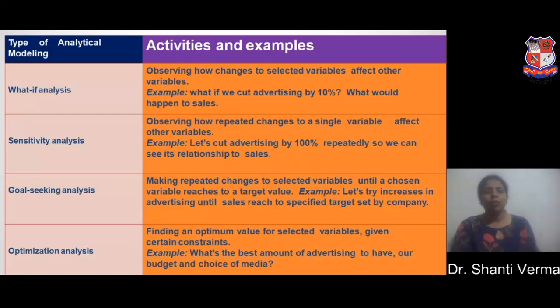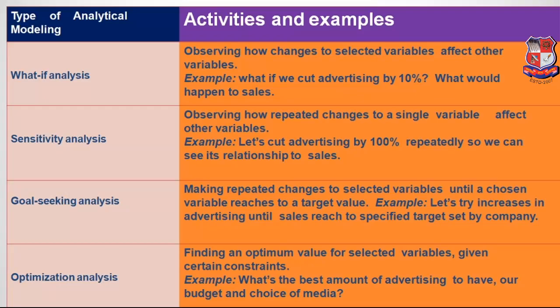The first type is what if analysis. In what if analysis, the activity is observing how changes to selected variables affect the other variable. For example, what if we cut advertising by 10%? So, advertising is one variable, then what would happen to the sales? Then sales is another variable. In the what if analysis, we have to observe the effect of one variable on the other variable. In this example, we have to check what is the effect on the sales when we cut the advertising by 10%.